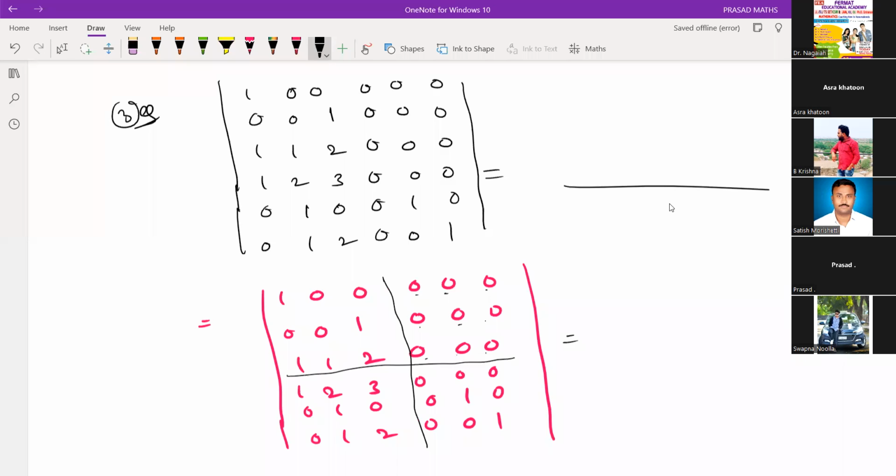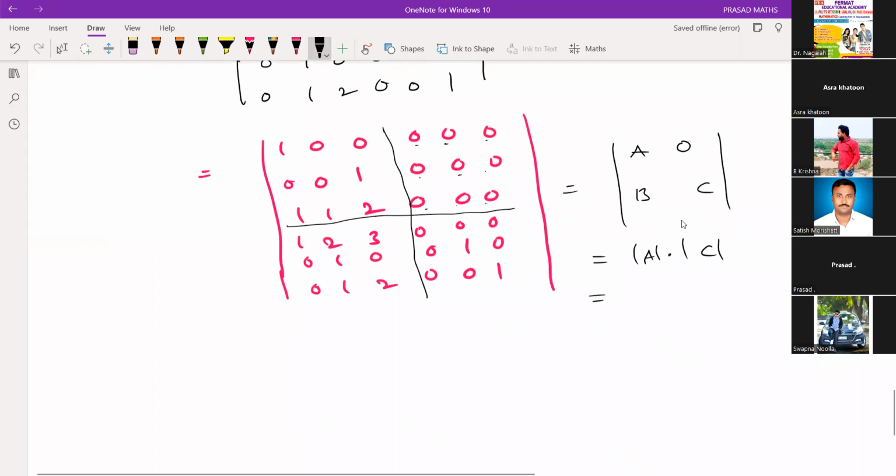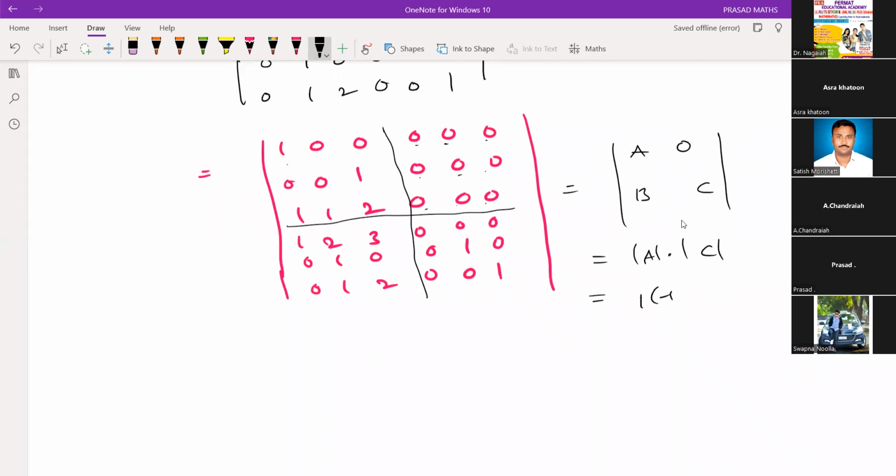Right? It is looking like a block lower triangular matrix. This is A 0 B C. What is the determinant of this? Det of A into det of C. Right? So therefore, what is det of A? Anybody? 1 into 0 minus 1, 1 into 1 into 0 minus 1 minus 1. What is det of C? There is at least one column which is 0. Therefore 0, because 0 into something is 0. Is it clear?